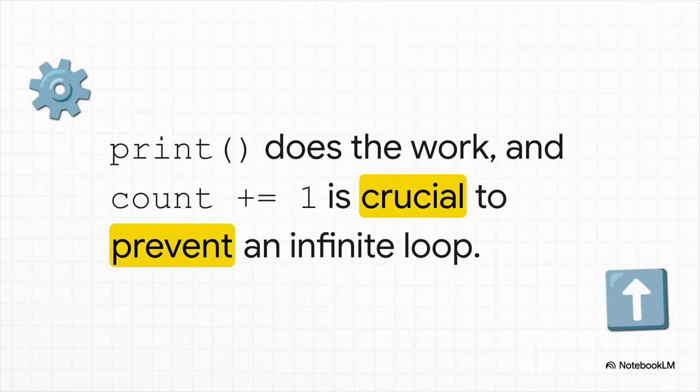So what happens when the gate opens? Well, the indented code is our action block. First, we print out whatever the current value of count is. But that second line, oh man, this is the most important part. count += 1. This is absolutely 100% crucial. We are changing our variable inside the loop. If we forget this step, our condition never changes and, well, we'll get to what happens then.